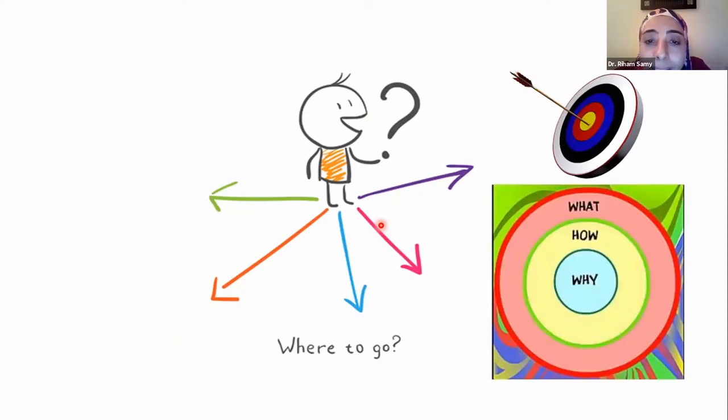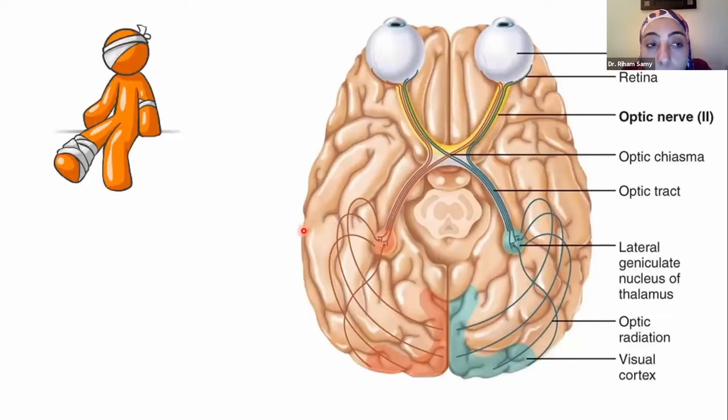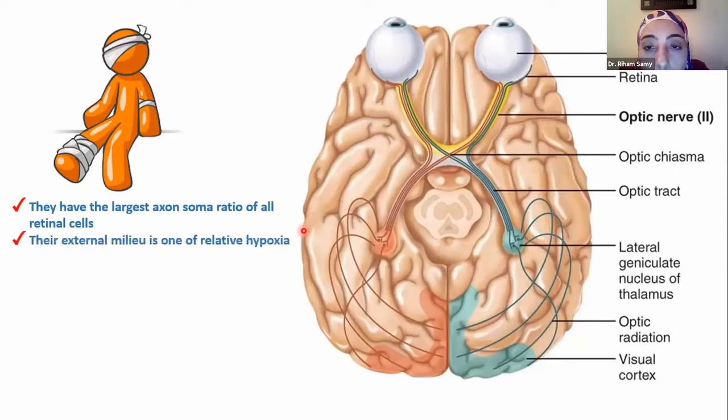When we look at the retinal ganglion cells, they start a long journey. The cell body is present in the retina, and then a very long single axon travels all the way through the visual pathway to the lateral geniculate body. Therefore, this cell is susceptible to insult because it has the largest axon to soma ratio of all the retinal cells. And this cell is also living in a hostile environment of relative hypoxia.